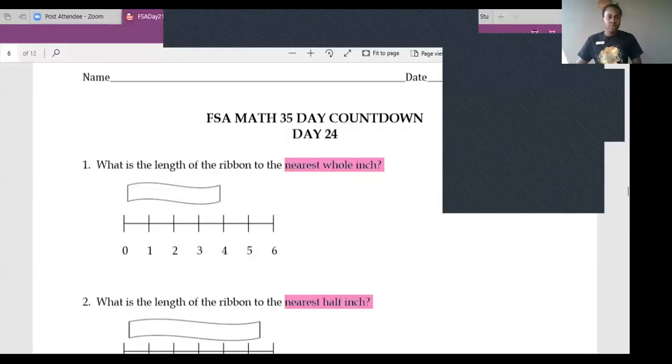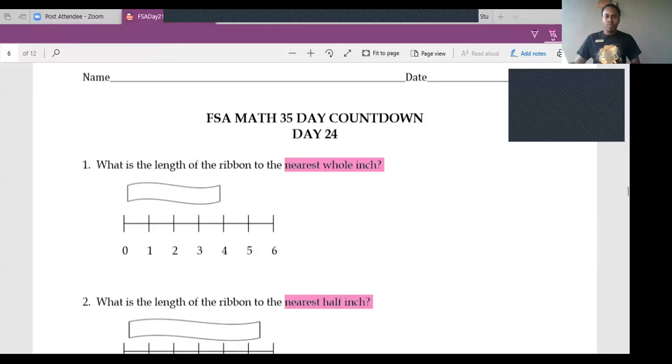All right, now we're on day 24. Number 1 says, what is the length of the ribbon to the nearest whole inch? Now we're thinking about a whole number. Clearly, as you're looking to measure the ribbon that it gave you on that ruler, we see that it is 4 inches. So that's our answer right there. Nearest whole inch should be a whole number, so 4 inches is what we see.